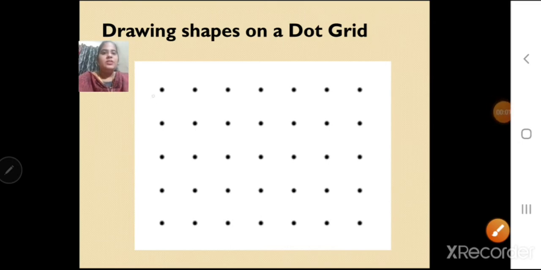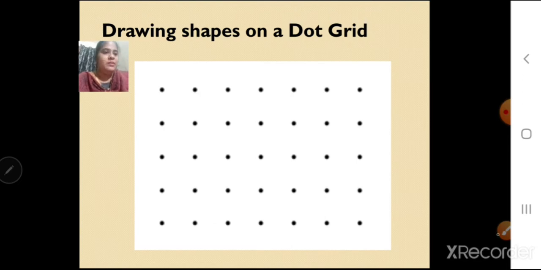Children, now this is a dot grid. With the help of the dots we play many games, like you must have played with your friends also. You make lines and then your friend also draws a line and you make a square. So here we are going to understand that with the help of a dot grid many shapes can be made.